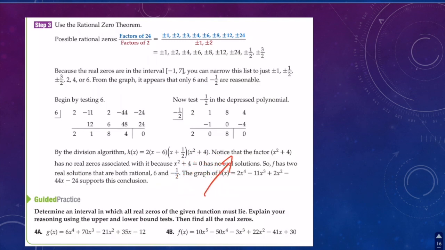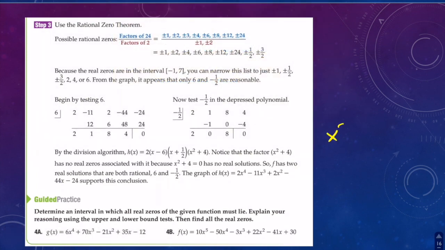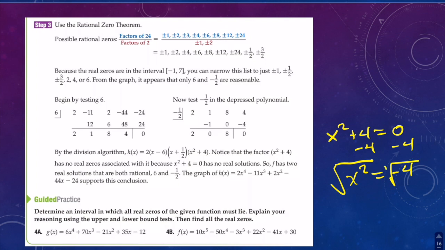Now, notice that the factor of x squared plus 4 has no real zeros associated with it because x squared plus 4 equals 0 has no real solutions. As a matter of fact, I'll demonstrate that for you here. If I took x squared plus 4 and said that equals 0, we'll subtract 4 and get x squared is equal to negative 4, which means we're going to be taking the square root of both sides to solve for x, and we're going to see that as the plus minus square root. And you see clearly that this turns out to be plus or minus 2, but that's an i because there's a square root of a negative in there. So it's plus minus 2i, and that's not real.